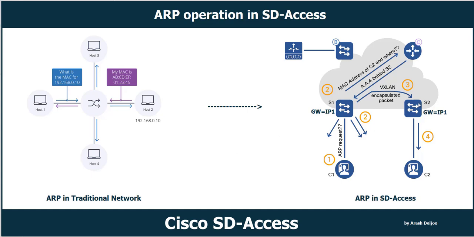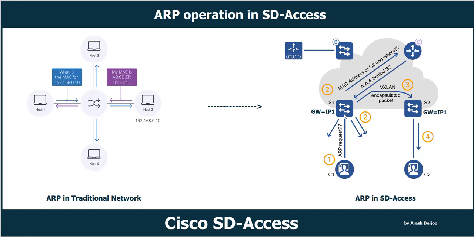Here we have the gateway, fabric edge node 1 and fabric edge node 2. Here we have the control plane node, here we have the border node, and this is the fabric enabled wireless LAN controller. Let me start with step 1. To start communication to client C2, client C1 sends out an ARP request to discover the MAC address corresponding with the IP address of client C2. You know that C1 doesn't know about the SDA fabric. Because of that, this is exactly the same as ARP in a traditional network. Edge node S1 processes this ARP request.